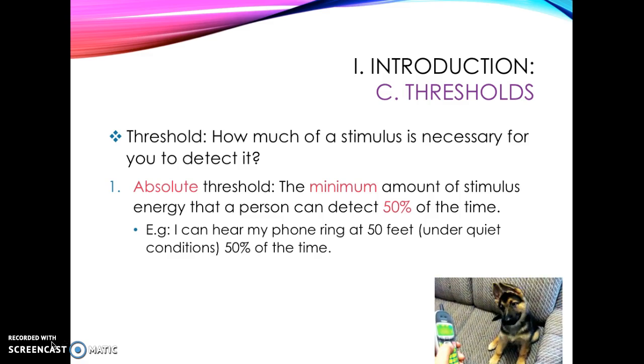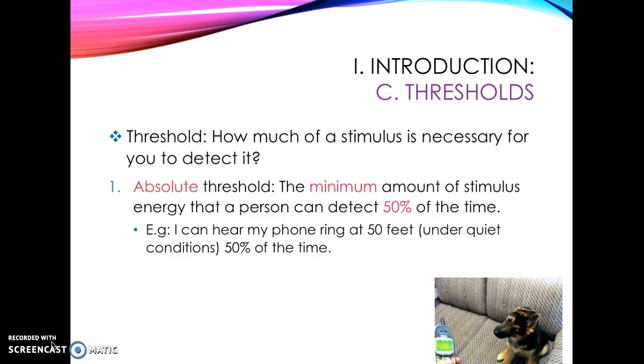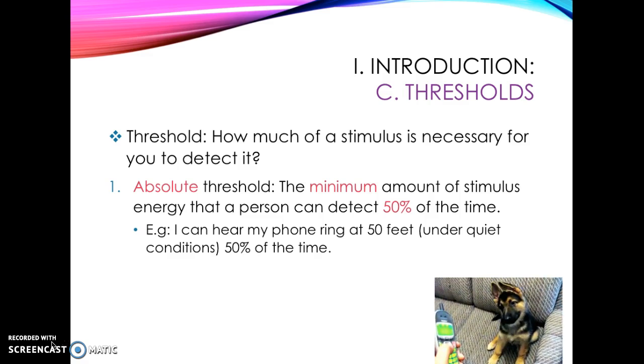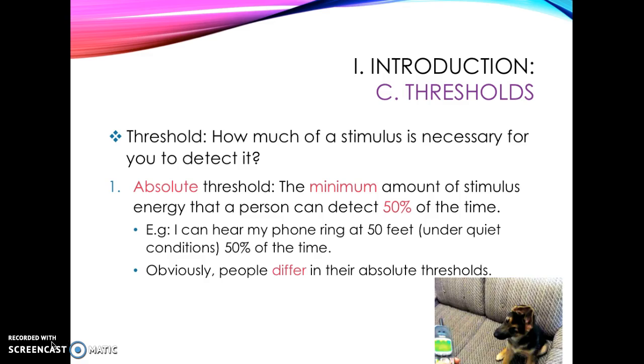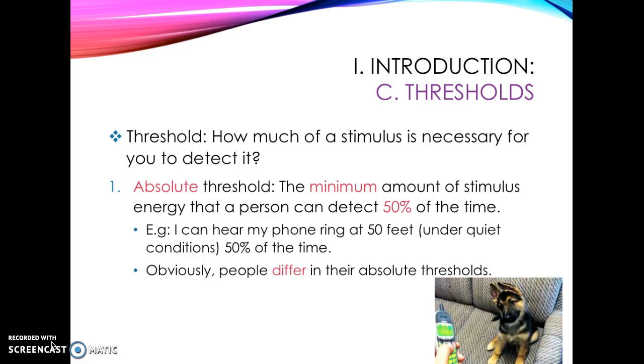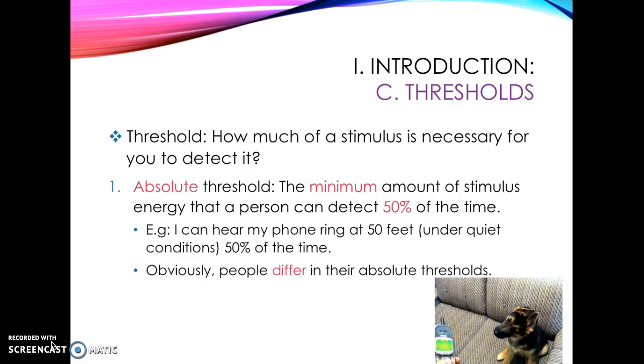Now, obviously, your absolute threshold can change with the environment, right? When you're in a movie theater, there might be a different level at which you're going to recognize it 50% of the time compared to if you're in Times Square. There's also differences at a personal level. So as you get older, that absolute threshold will increase.